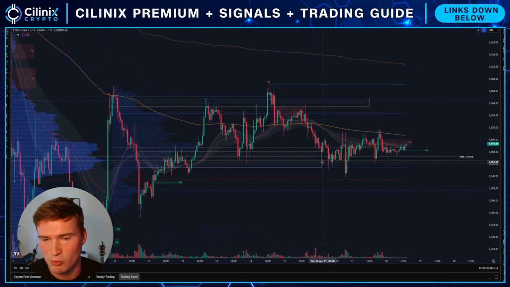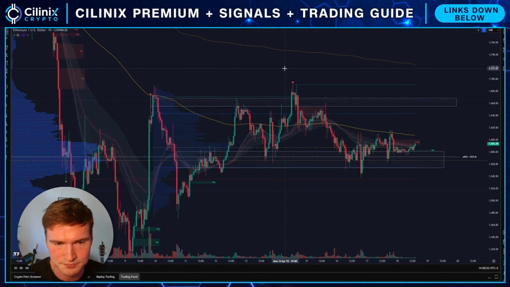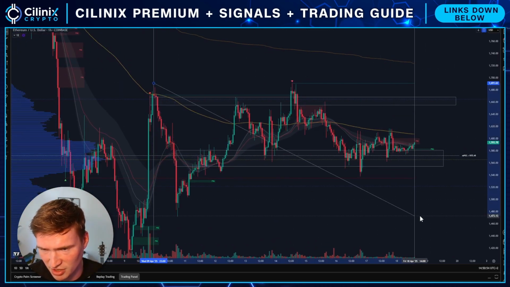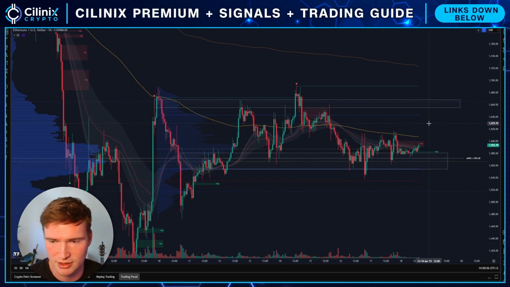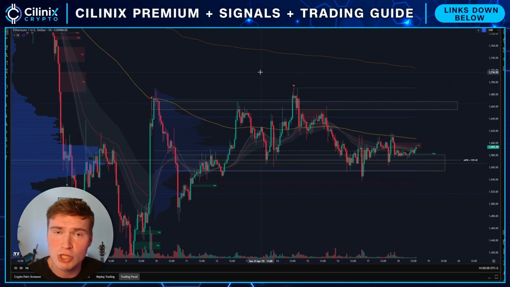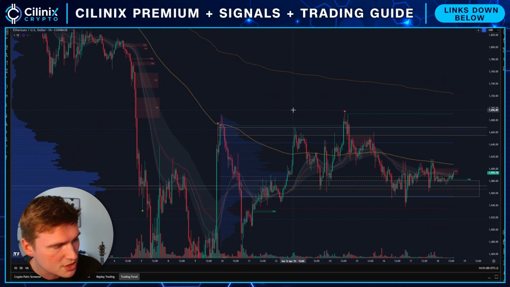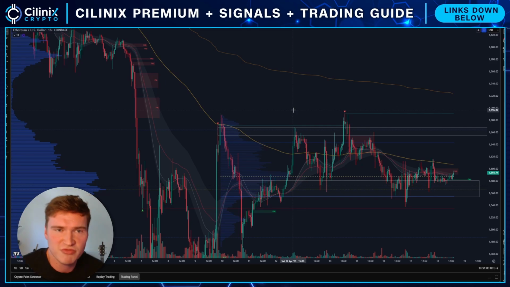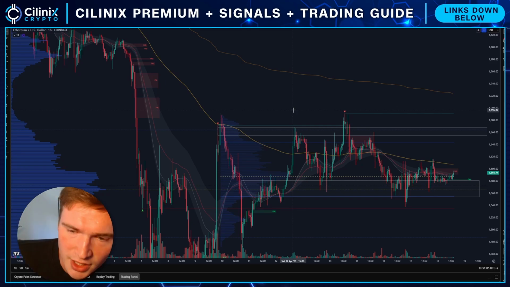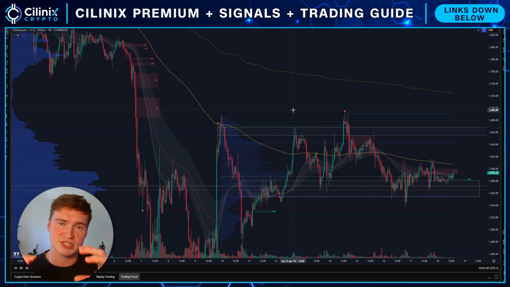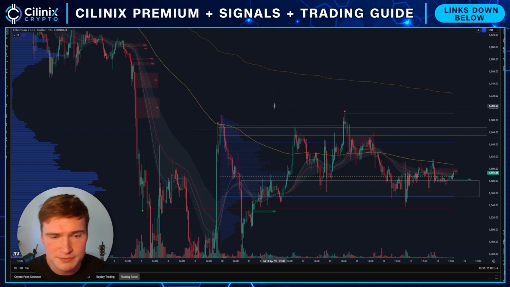This specific example was Ethereum, as you can see right here. I've now forwarded the value area a little bit, but that's what we'll talk about, fakeouts. What I wanted to start off with is how to actually spot fakeouts. When you see a breakout, so you've established a strong key level, let's take the example of a bullish breakout for this video, but it can be both directions.